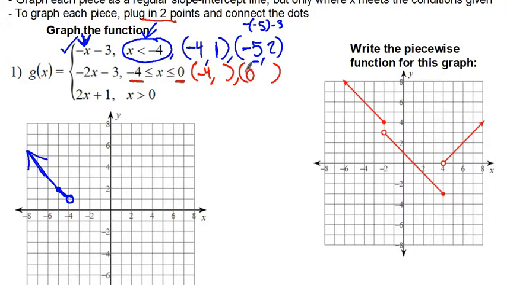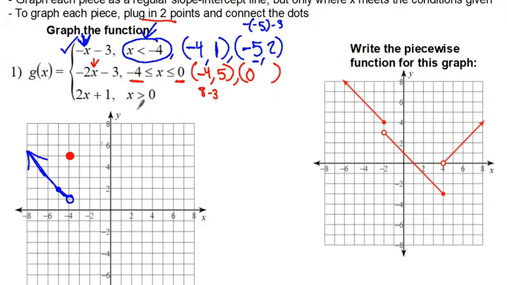So all I'm doing here is plugging in negative 4 and 0. Those are our 2 boundary points. X is not going to be anything outside of that category. So let's plug in negative 4 here first. Negative 2 times negative 4 is positive 8, and 8 minus 3 would be 5. So negative 4, 5, that's going to put us right here.